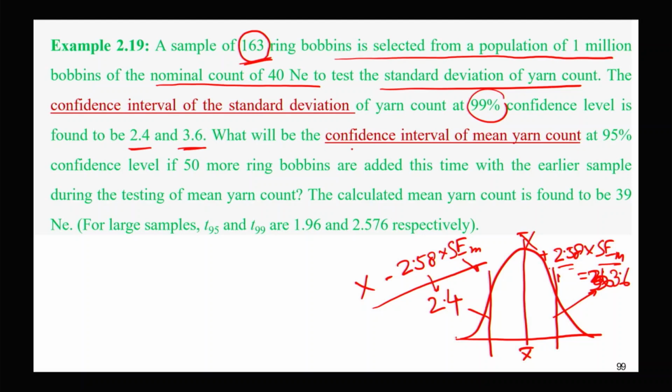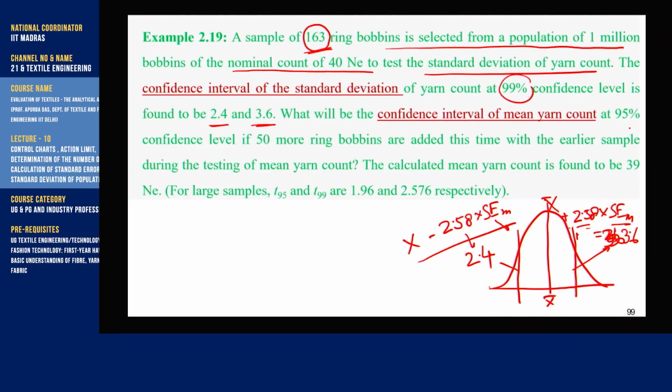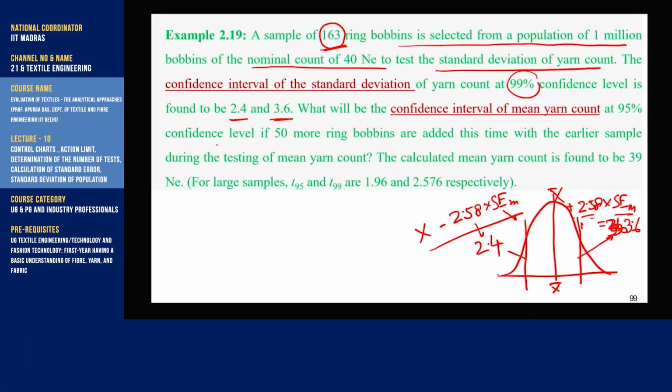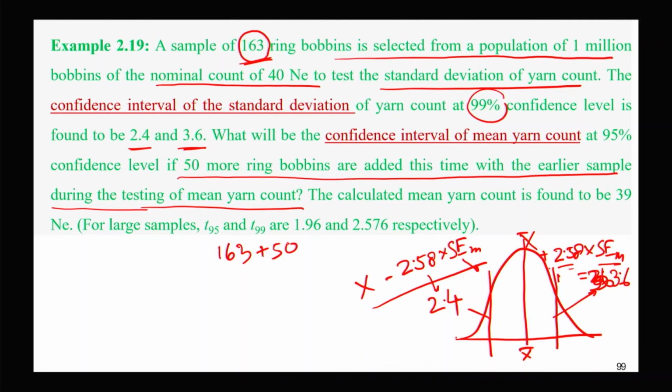Now, what is the confidence interval of mean of yarn count at 95% confidence level if 50 more ring bobbins are added to the earlier sample during testing of mean yarn count? So, the earlier sample was 163, this time it will become 163 plus 50.